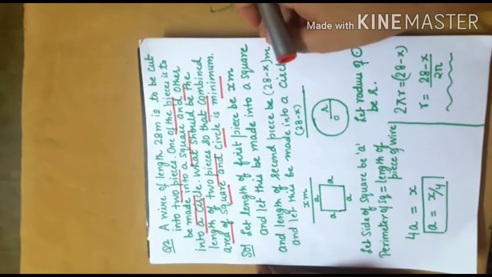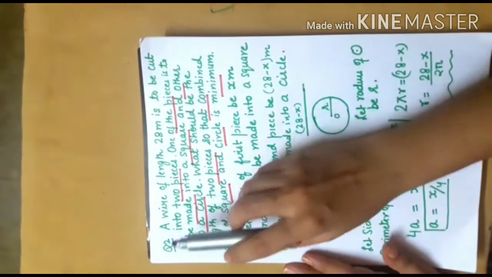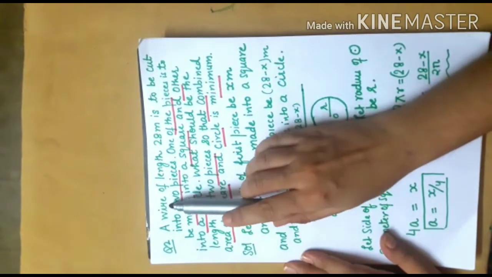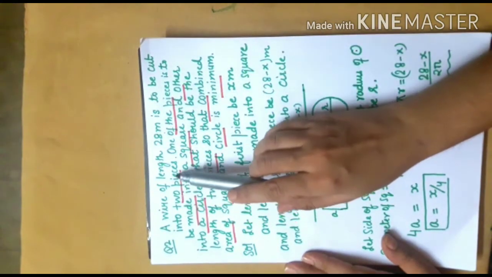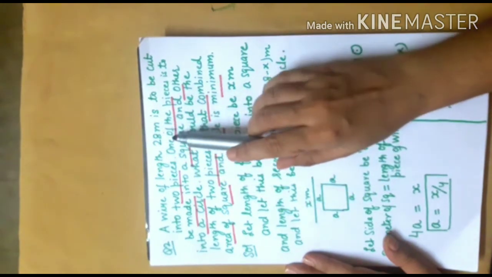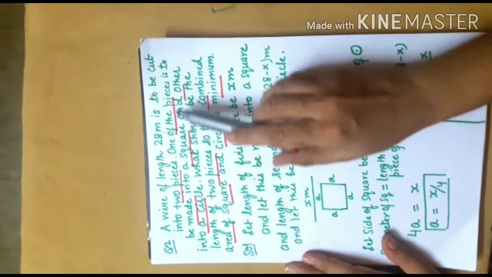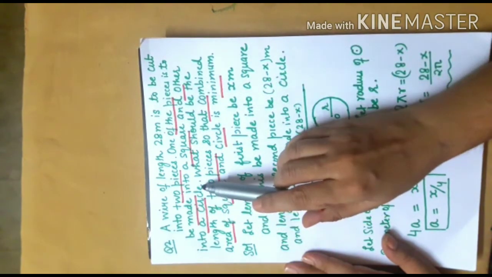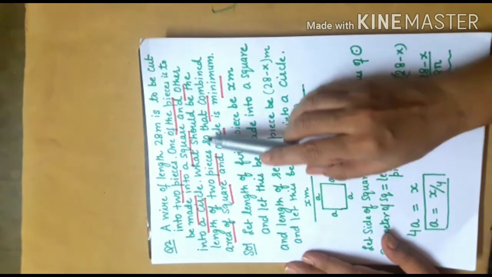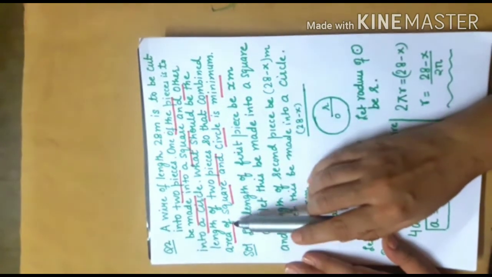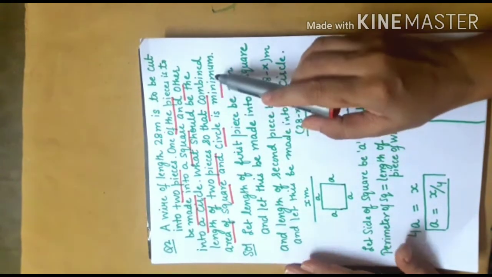Today we will take some more problems on maxima and minima. The question is: a wire of length 28 meter is to be cut into two pieces. One of the pieces is to be made into a square and the other into a circle. What should be the length of the two pieces so that the combined area of the square and the circle is minimum?